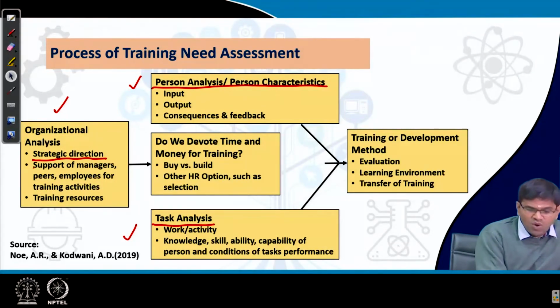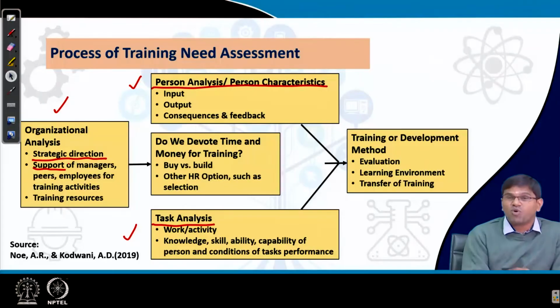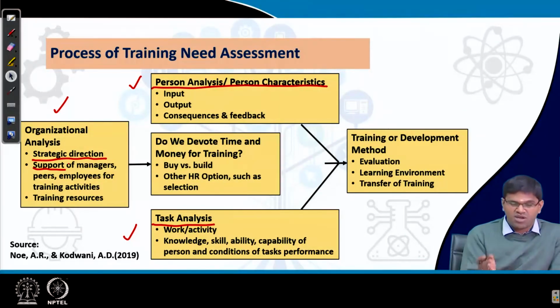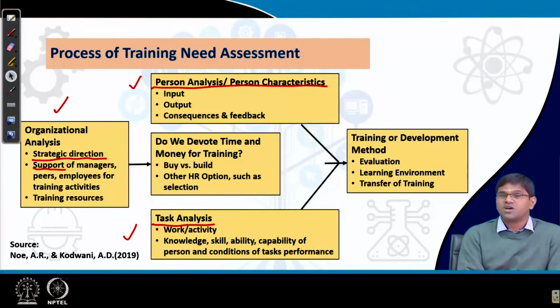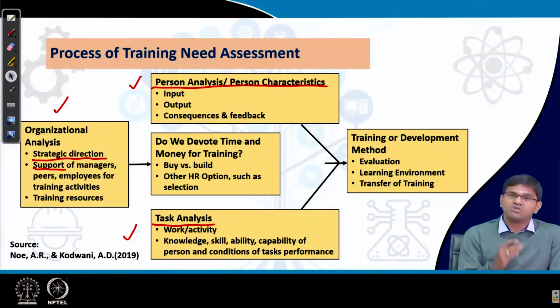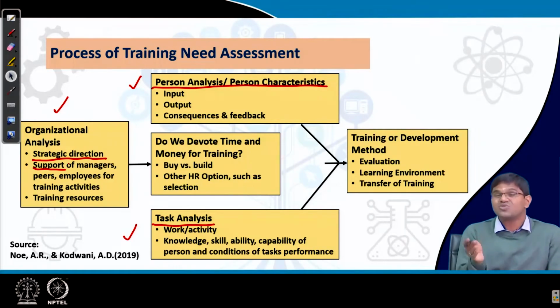Then comes the support that managers are going to provide for training, how appreciative they are going to be of conducting training programs. So how the peers and employees are going to be supportive of the training activity. That's very important. Unless there is support at the organization level for the training needs, whatever effort you put in cannot translate into performance.